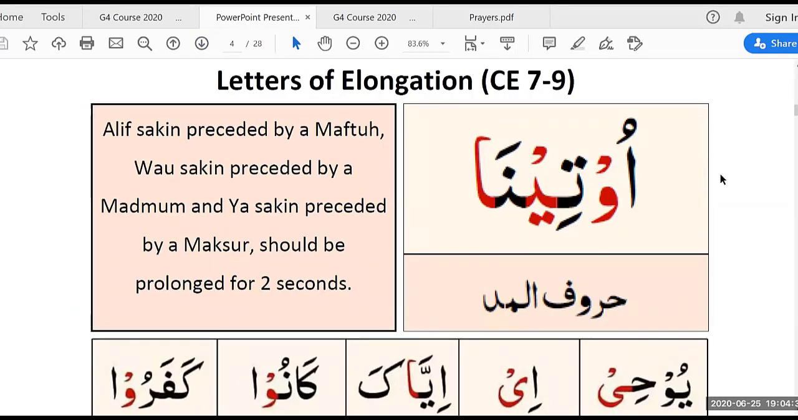So after that, we covered letters of elongation, huruf al-madda, and we covered that there are 3 letters of elongation, which you can see in this example: Waw madda, Ya madda, and Alif madda. The rule is that if Alif Sakin is preceded by a maftuh, if a Waw Sakin is preceded by a madmoom, and if a Ya Sakin is preceded by a maksur, then it should be prolonged for 2 seconds, counts or beats.